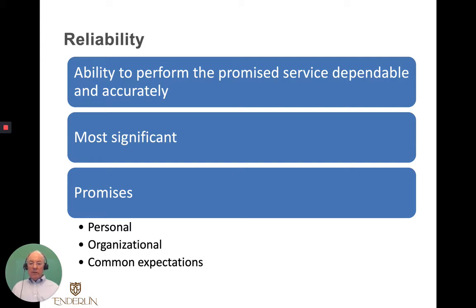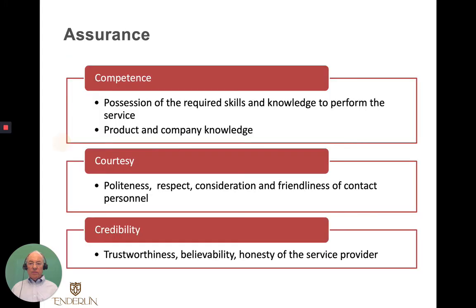Promises, okay, how did it deal on the promises? Personal, organizational, common expectations. You know, both sides have the same expectation in terms of the timing of the delivery of the service or whatever it was in the process of it. Was it personalized enough? Did it show that what you were looking for you could count on in terms of what you expected to have? That's reliability. Assurance is the second one.